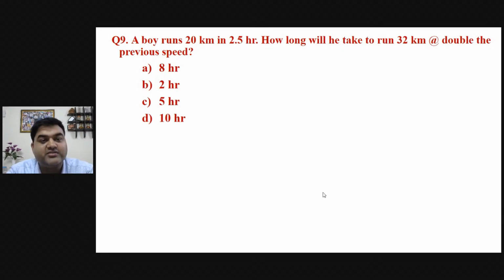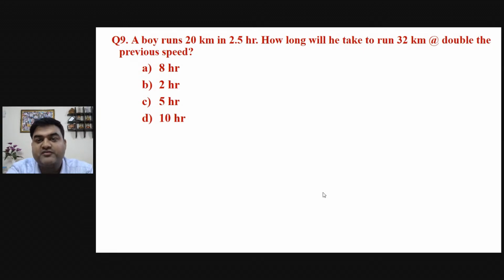A boy runs 20 kilometer in 2.5 hours, right? That means 2 hour 30 minutes. Try to understand that way. Do not write 2 hour and 50 minutes. 0.5 hour is half an hour, which is equal to 30 minutes. That is what aptitude is, and you should do it fast. You should not waste your time in finding 2 plus 0.5 into 60. All those we should not do.